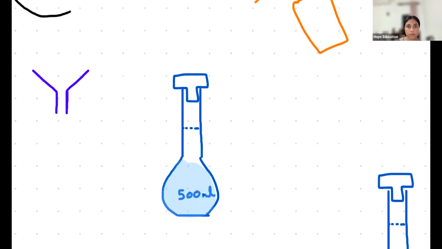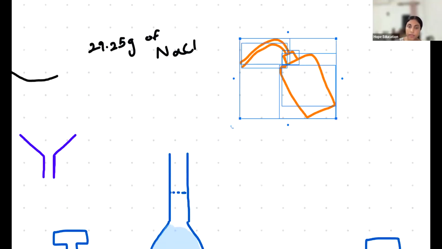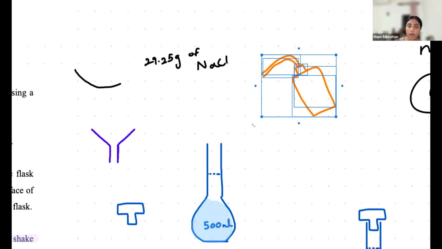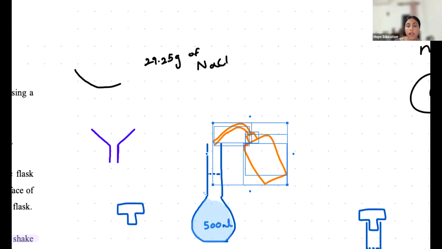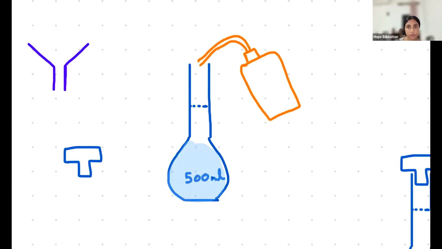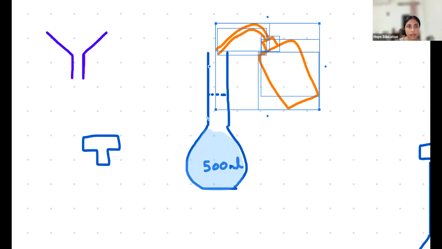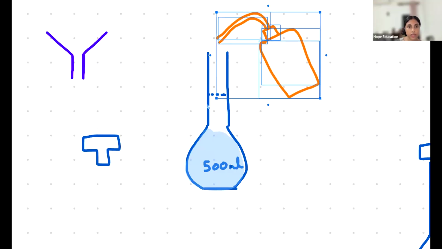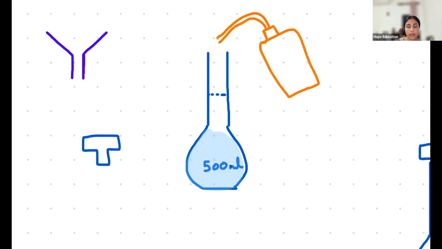Again, I'm going to remove the stopper. And I'm going to take my wash bottle. And I'm going to squeeze water very slowly until I fill water to this mark. I add water from my wash bottle little by little, until I fill up to this mark.